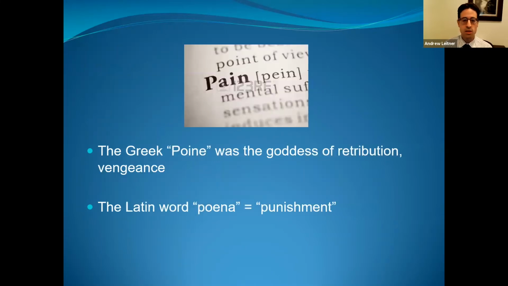So if you look at the English word for pain, the derivation is from the Greek poina. She was the goddess of retribution and vengeance. The Latin word poena similarly meant punishment, and tells you a little bit about even some of our current cultural approaches to the experience of pain.